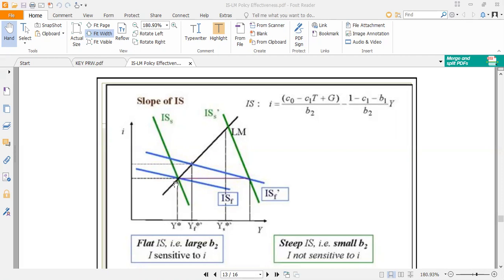But on a steeper IS curve, the increase in government spending will shift the IS curve from here to this point, IS steep to IS steep prime. So this will be the new equilibrium point here, YS star. But if the interest rate didn't increase as a result of the increase in government spending, then this would have been the level of income. So the crowding out is measured by just from Y to YS star.